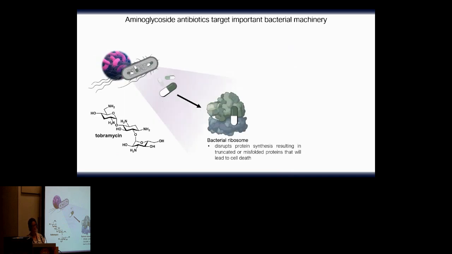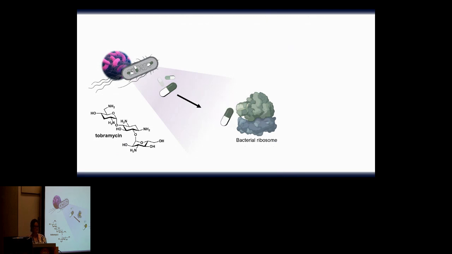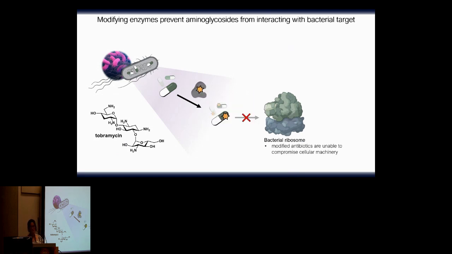Aminoglycosides target the bacterial ribosome, disrupting the process of protein translation, resulting in a pathogen creating a collection of non-functional proteins that will eventually lead to cell death. As with other classes of antibiotics, pathogens have evolved or acquired means to protect themselves against the activity of aminoglycosides and become resistant to treatment.